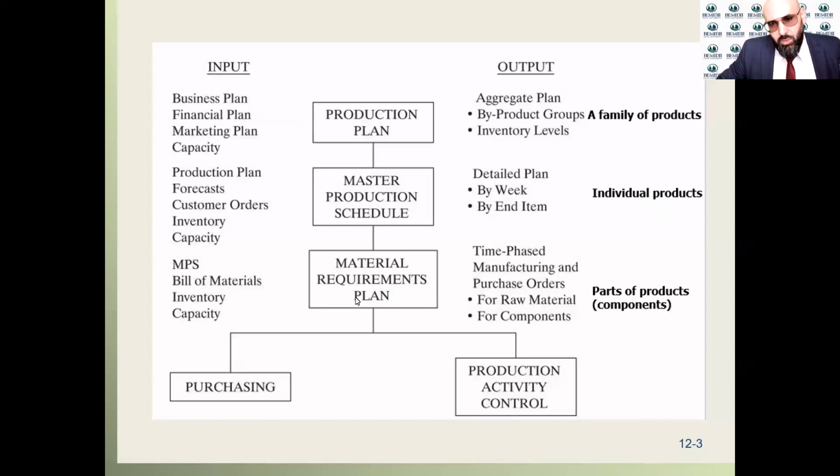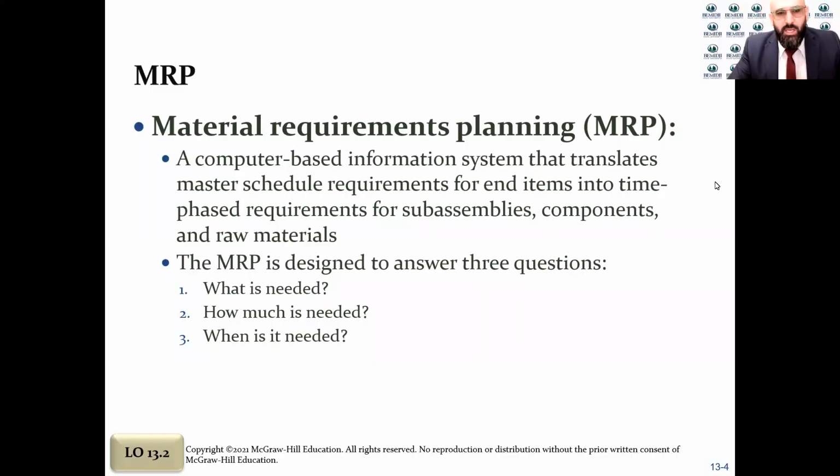And now also what we're going to talk about is the material requirement plan, and this will take us even deeper to the component of each product. And of course, down here, we will talk about purchasing plans. And on the right side, we will talk about the activity control plans. What kind of activities we need to do in order to control our plans and make sure that we are on the right path. All right, so what is the MRP?